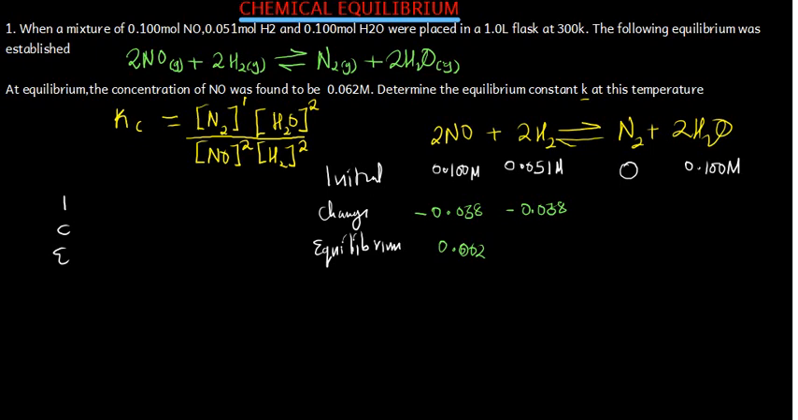So 0.051 plus negative 0.038, that is going to give us 0.013. Okay, that is it.